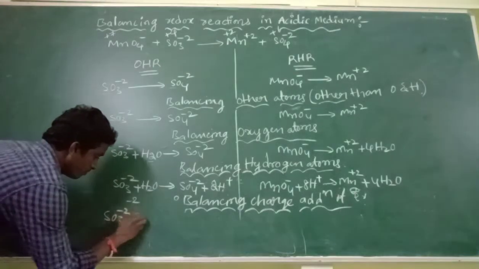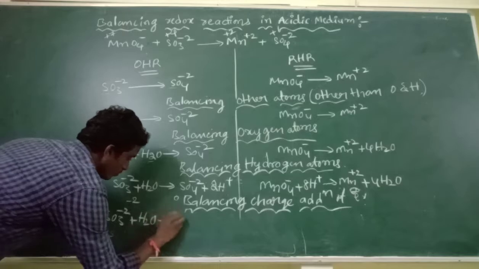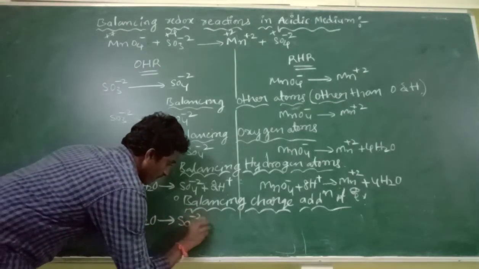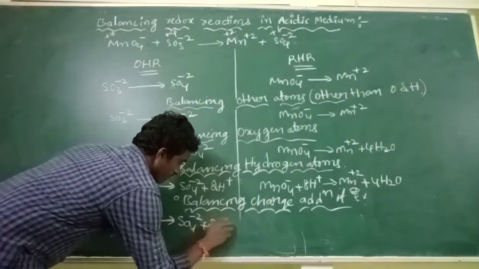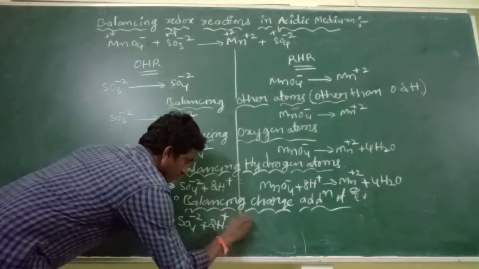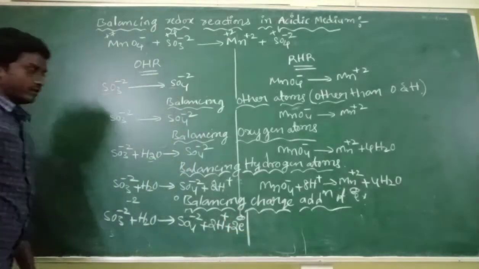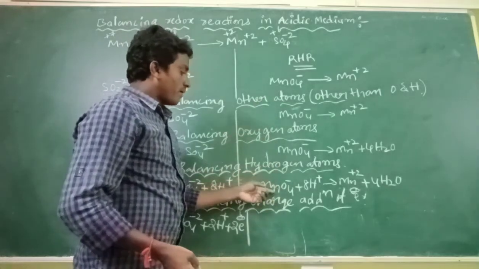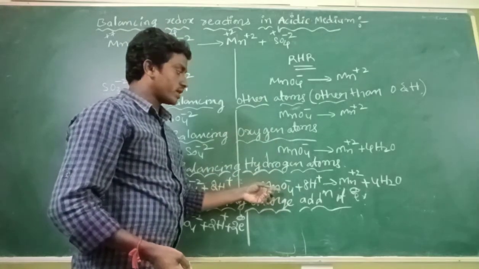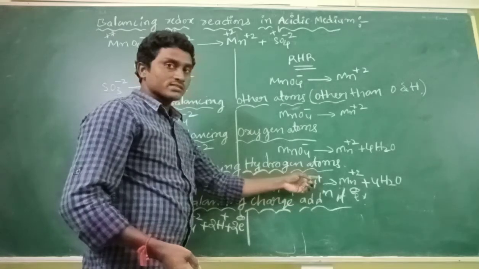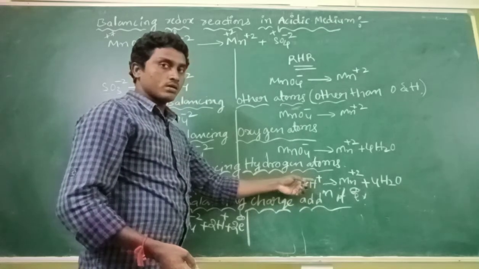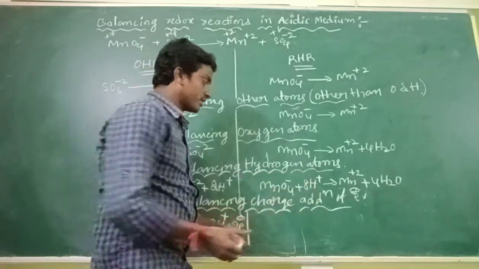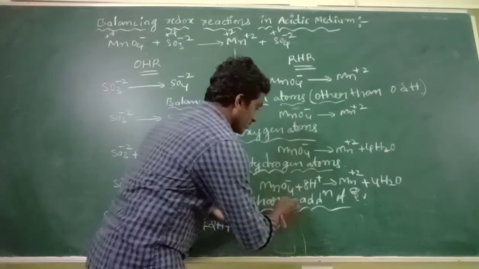SO3 minus 2 plus H2O gives rise to SO4 minus 2 plus 2H plus plus 2 electrons. So next, in this reaction, MnO4 minus has minus 1 charge, and 8 H plus ions are present, so plus 8 charge is present. Minus 1 plus 8, the total charge of the left side of the reaction is plus 7.